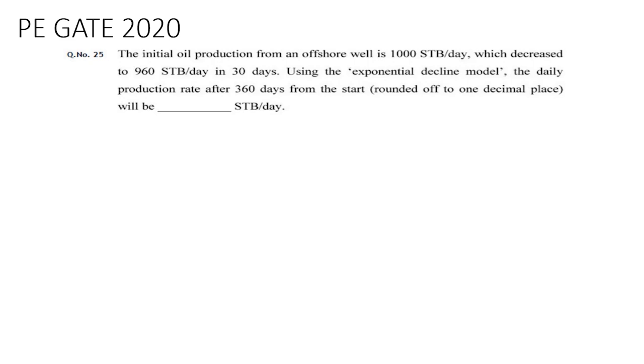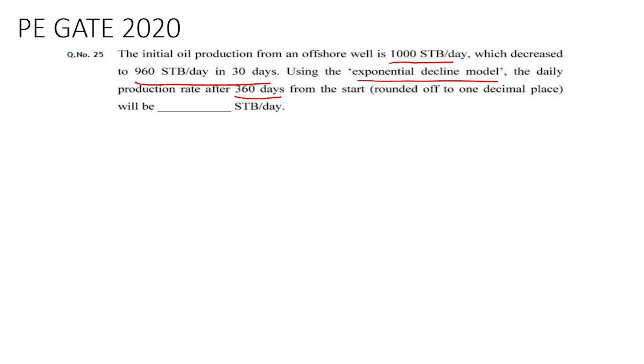Now let's discuss this particular question that was asked in GATE 2020. Let's see the question. Initial oil production in an offshore well is given as 1000 barrels of oil per day, which decreased to 960 barrels per day in 30 days. We have to use the exponential decline, a very simple model. Using the exponential decline, we need to find the daily production rate after 360 days. Okay, 360 days के बाद हमको कितना production आएगा वो देखना है.